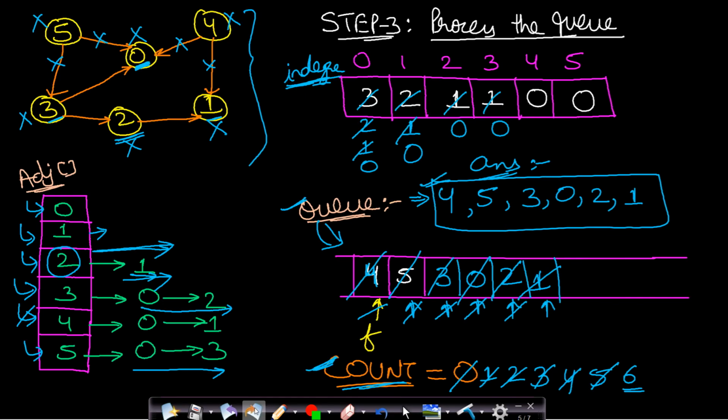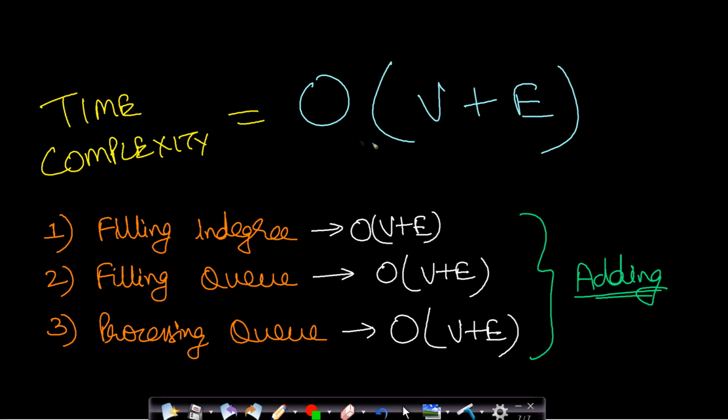Okay. Now what is the time complexity? Well, the time complexity will be order of V plus E. We are basically doing 3 steps. The first step is filling in degree. So the in degree array can be filled in order of V plus E time. Second step was filling the queue.